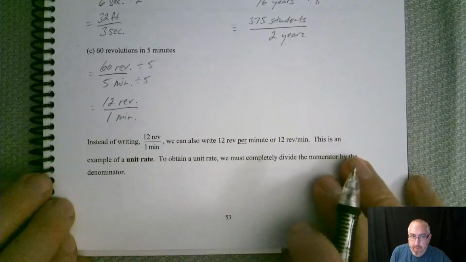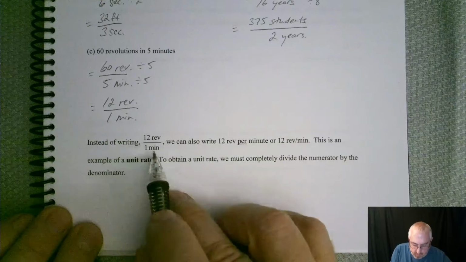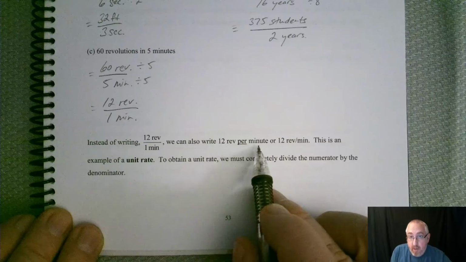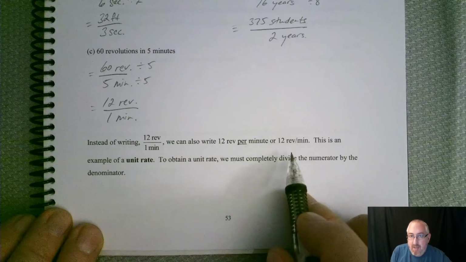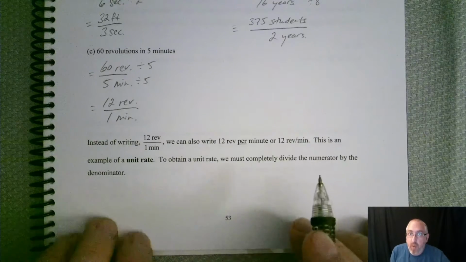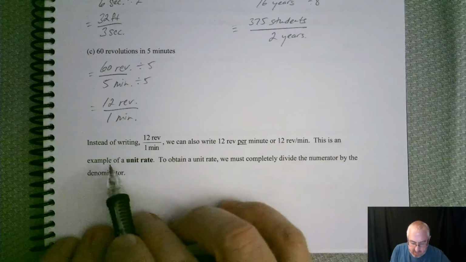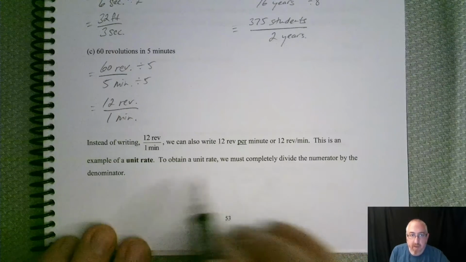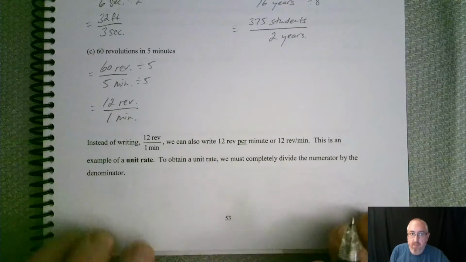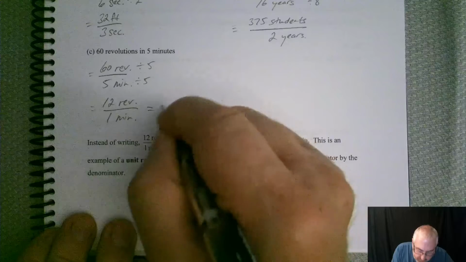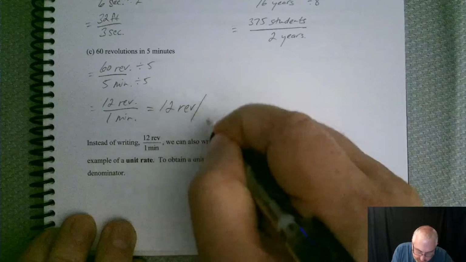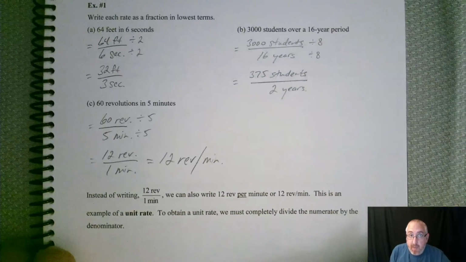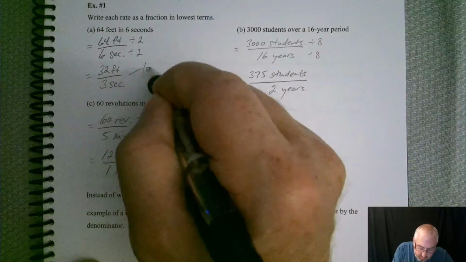Let's read down below. Instead of writing 12 revolutions over 1 minute, we can also write 12 revolutions per minute, or we can write it with a slash. That is a nice feature when there's a 1 in the bottom. This is an example of a unit rate. To obtain a unit rate, we must completely divide the numerator by the denominator. That's pretty quick, actually. We could have written this as 12 revolutions per minute, and we could have done that to these problems up above. Again, this is the lowest terms version.